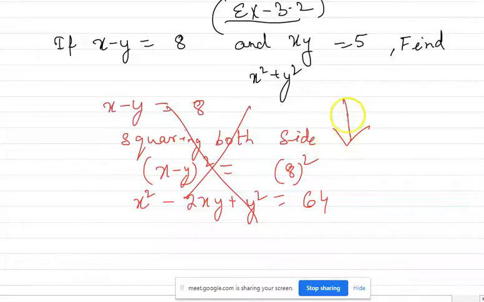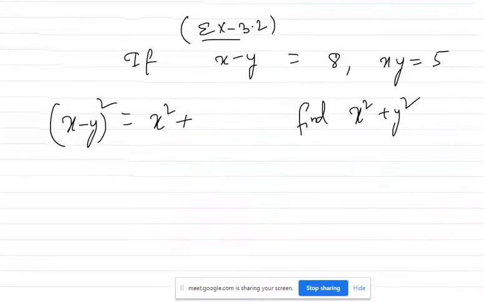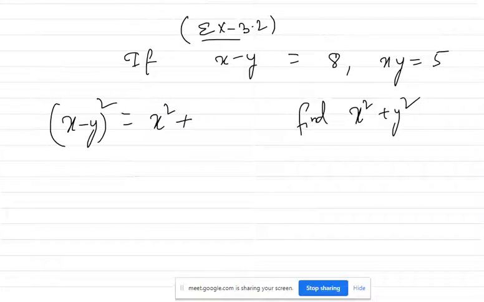So here what is the given part? X minus y and xy are given. So there is one formula that we will use: x square plus y square is equal to. Are you getting? Okay, all right. So can I write here? The question is: x minus y is equal to 8, xy is equal to 5. So here we have to find the value of x square plus y square.